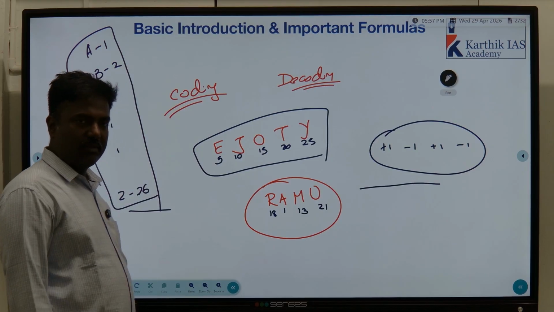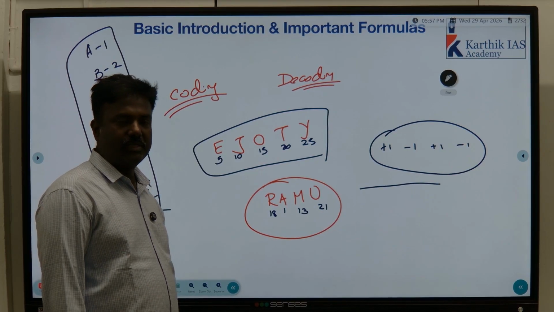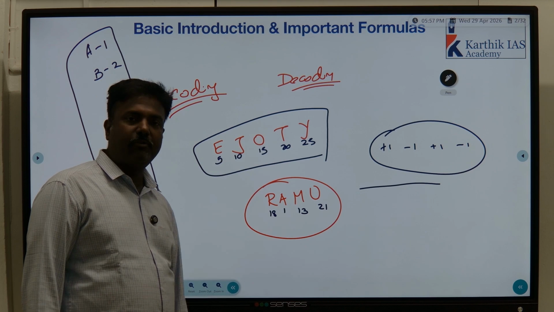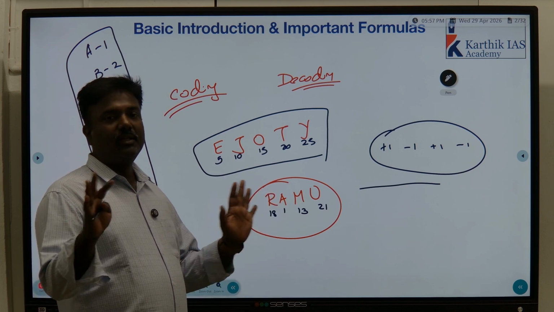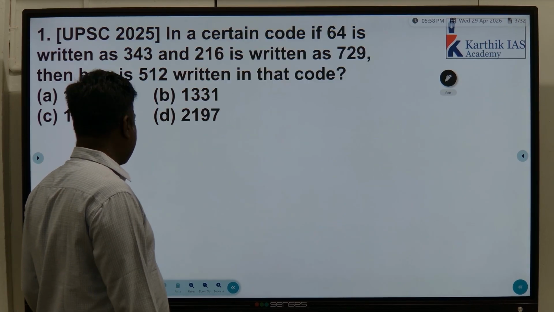What I suggest is that only for some questions do we need to code to numbers. Generally, it is for how many letters after it, how many letters before it, and how many letters are left in between. If you code it like that, it will be an easier way. While solving questions, we'll see.